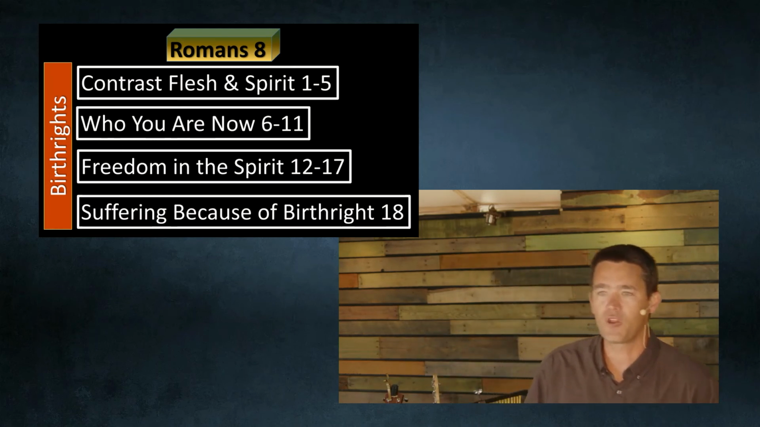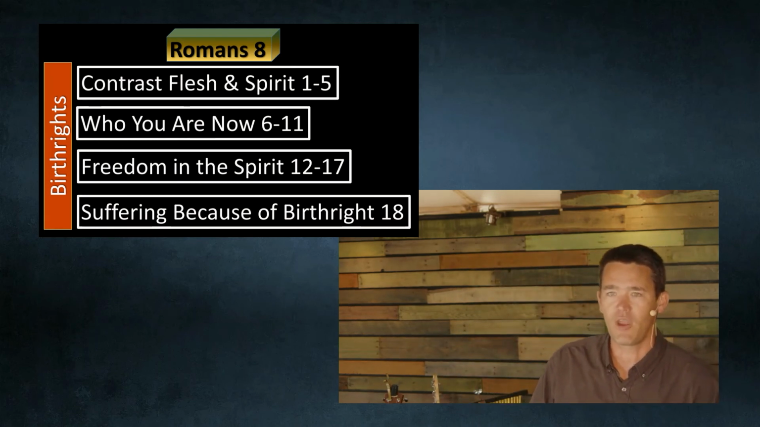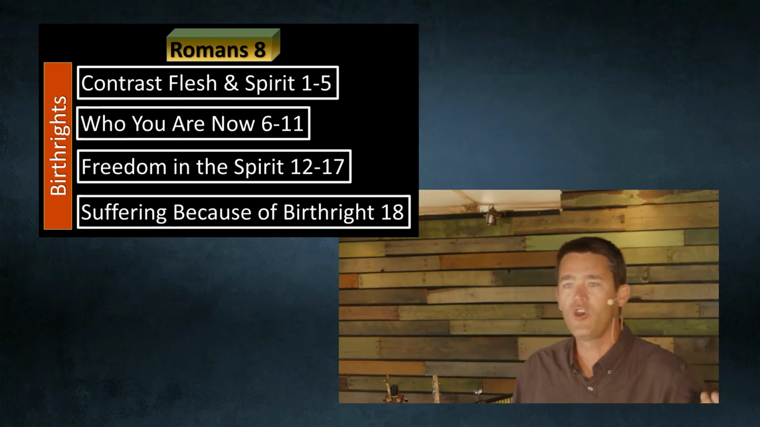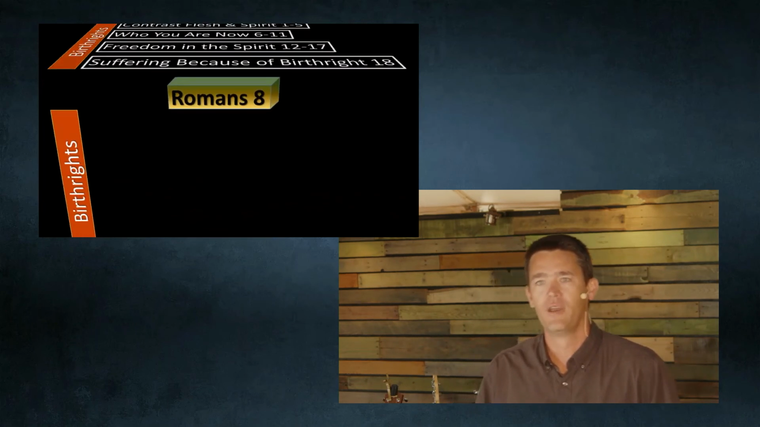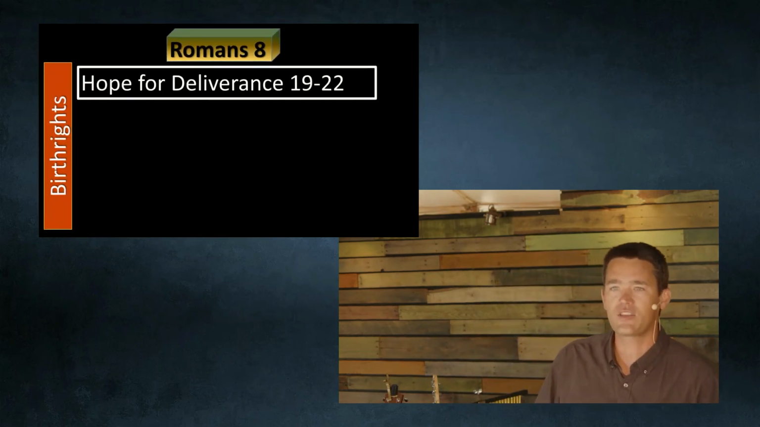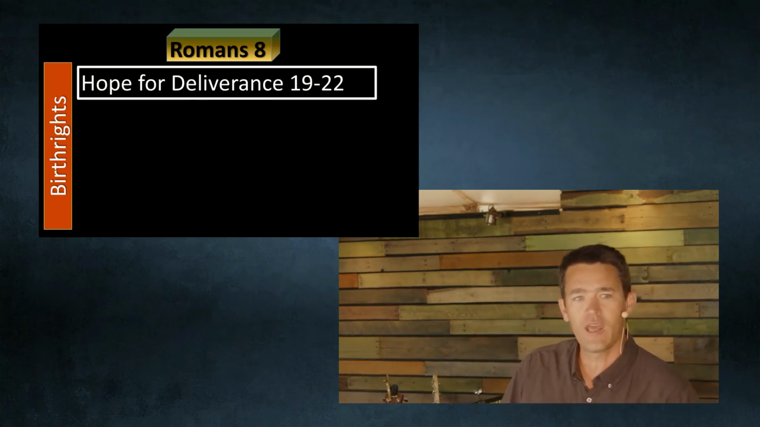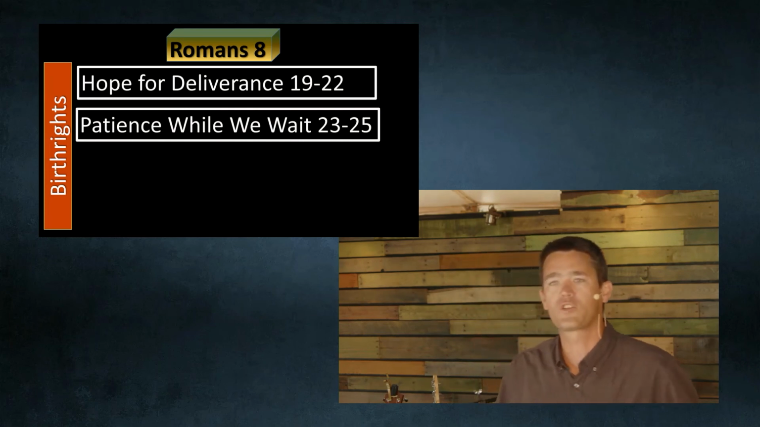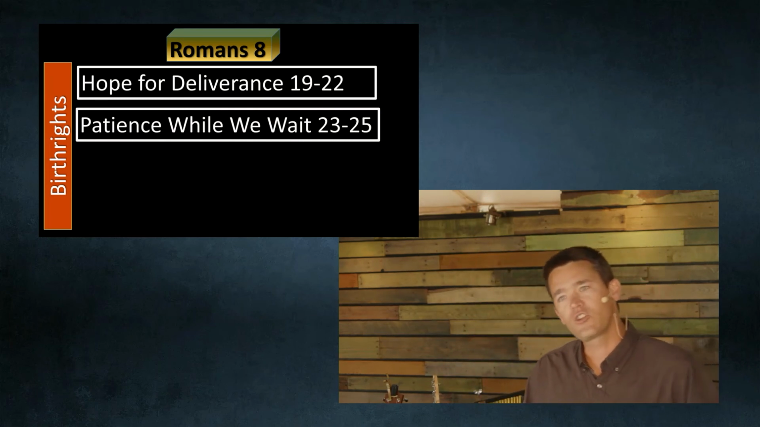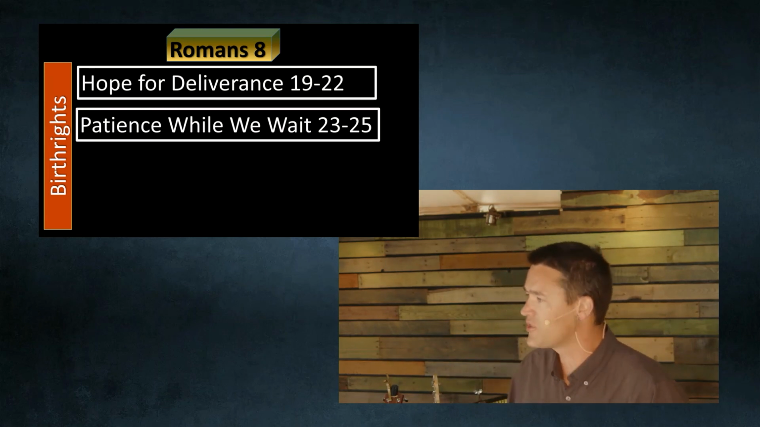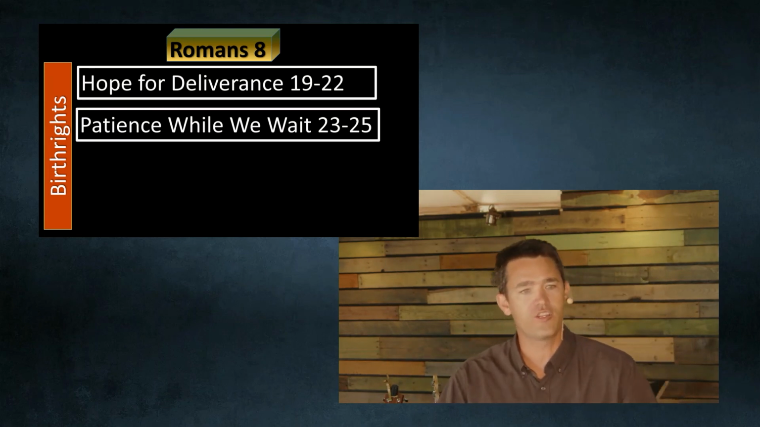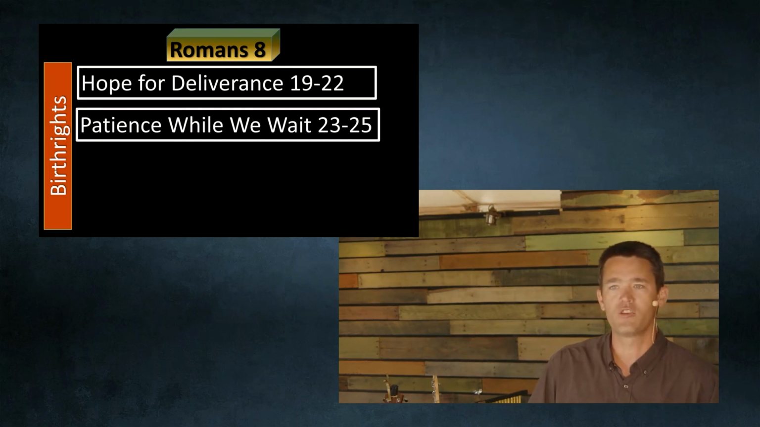Suffering because of the birthright, verse 18 of chapter 8, he's going to talk about, because of who you are in Christ, you're going to suffer. And that leads into the next section, a hope for deliverance. It's a very small passage of the suffering that will take place because we hope for something better. And then he's going to talk about patience while we wait. You see, this is a letter that's written to saints that he's encouraging. What a beautiful chapter of encouragement.